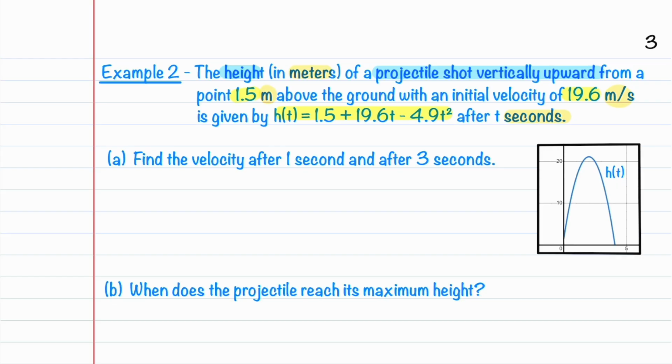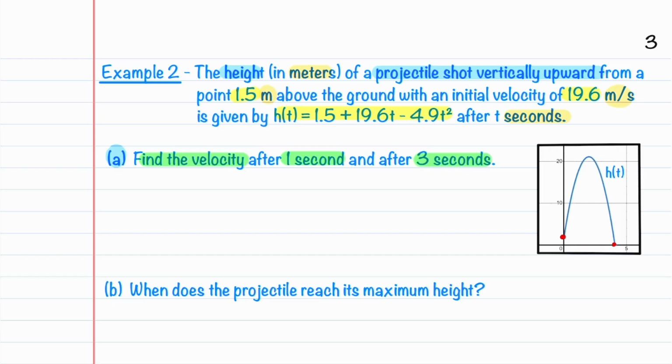The projectile starts 1.5 meters above the ground. That's right here. It goes up, and then it comes back down and hits the ground. We want to find the velocity after 1 second and then after 3 seconds. The velocity is the derivative of position, and our position is given by h of t.